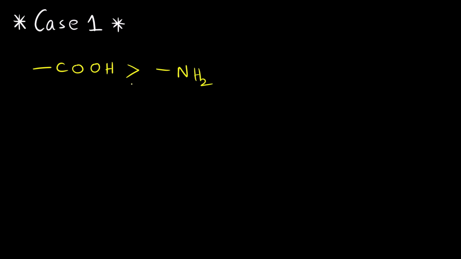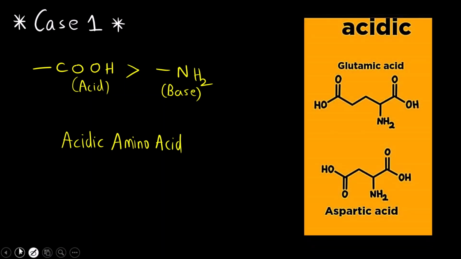Let us try to understand this with the help of three cases. First is when the carboxylic acid groups are greater as compared to the amine groups. We know this is acidic in nature and this is basic in nature. So if the acidic groups are more, the amino acid will be called an acidic amino acid. There are only two acidic amino acids, one is glutamic acid and another is aspartic acid.